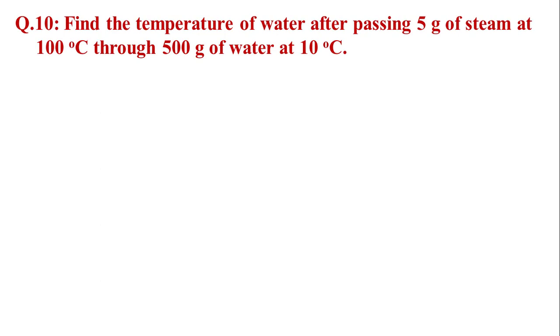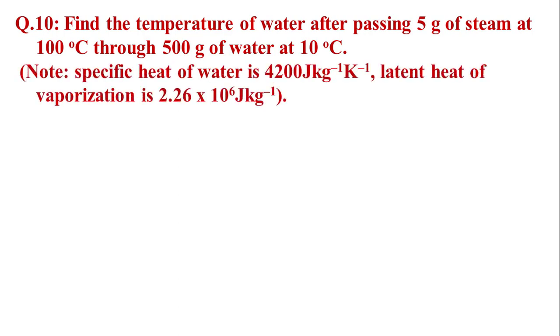Now the last numerical. Its numerical value is short, but the problem is long and confusing. So first of all, take the three parts. You can read the statement carefully and find the values. Find the temperature of water after passing 5 gram of steam at 100 Celsius through 500 gram of water at 10 Celsius. First of all, write the given data according to the statement.